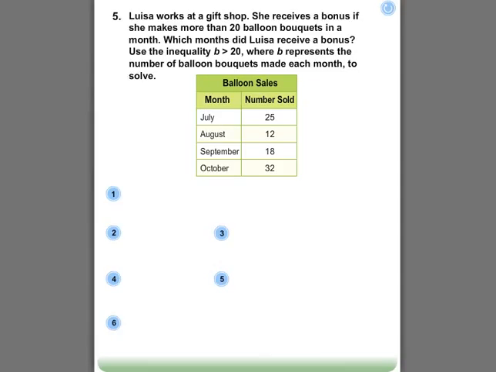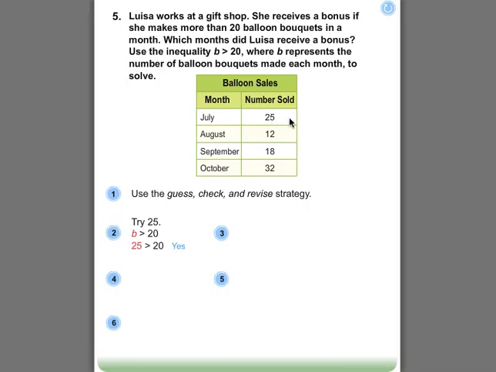Okay, here's number 5. Louisa works at a gift shop. She receives a bonus if she makes more than 20 balloon bouquets in a month. Which months did Louisa receive a bonus? We're going to use the inequality b is greater than 20, where b represents the number of balloon bouquets made each month to solve. So in July, she sold 25, in August 12, September 18, and October 32. We're going to use the guess, check, and revise strategy.